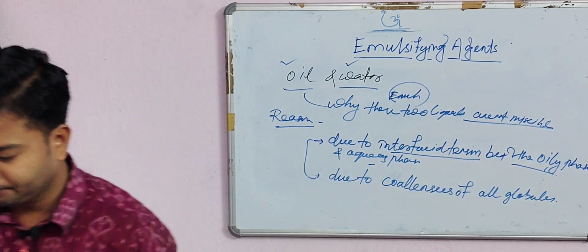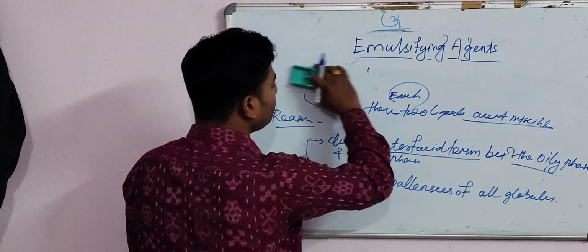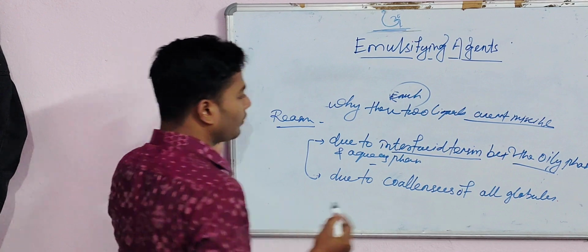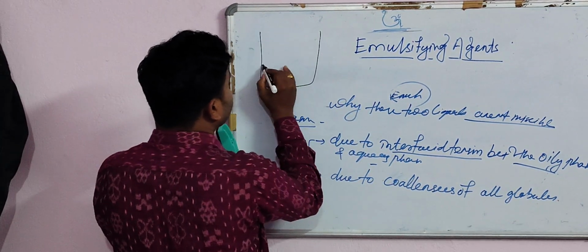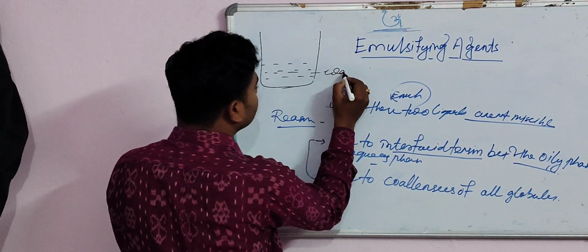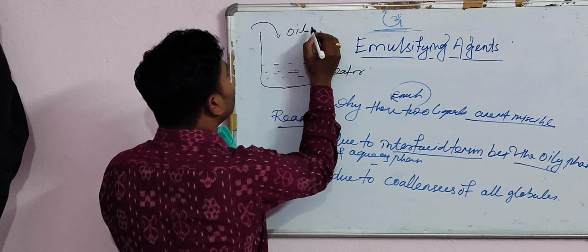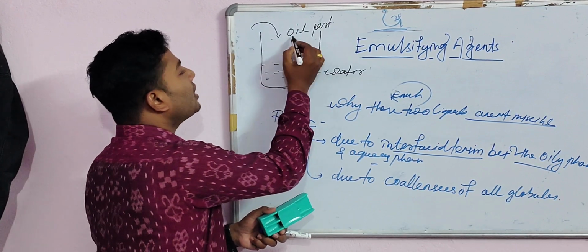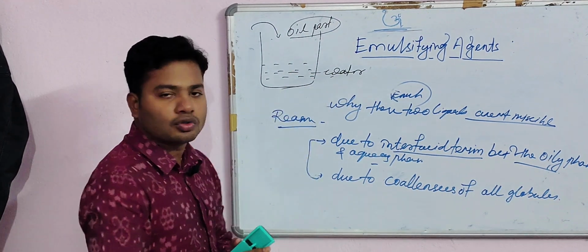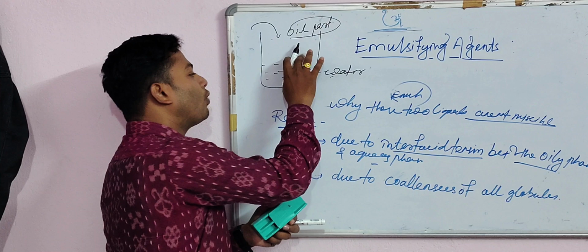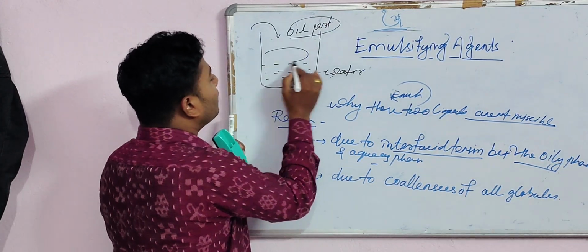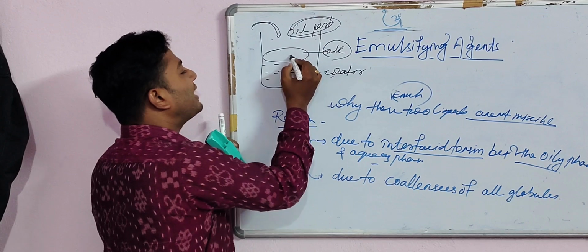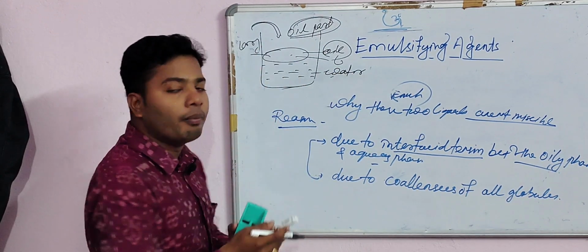So first of all, you should know, listen carefully to what I am telling. Suppose in this beaker you take some water part, and then you pour some oil part. First you take some water in this beaker, then you pour some oil into the water. When you pour the oil on the water, what will happen? Suppose this one is the oily phase. Definitely, when you pour the oil on the water, it creates large globules on the surface of the water.